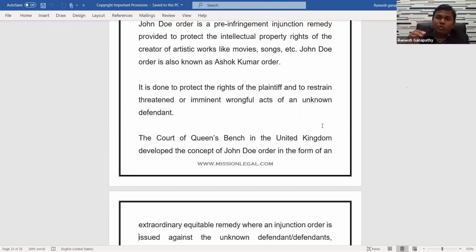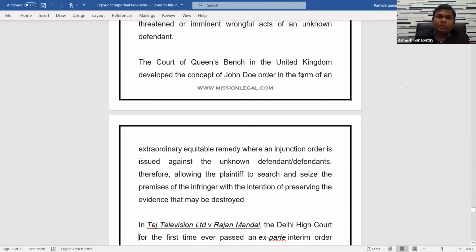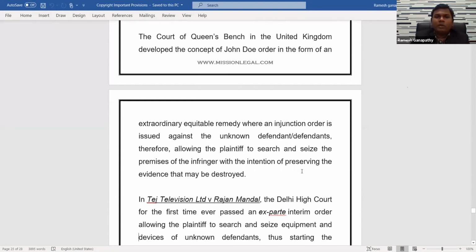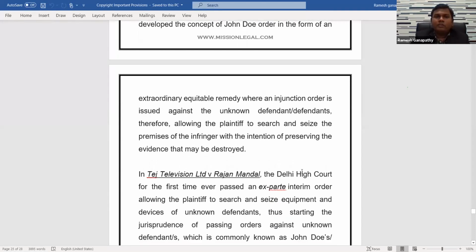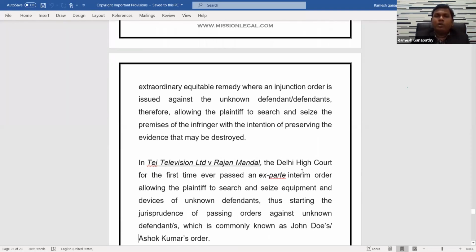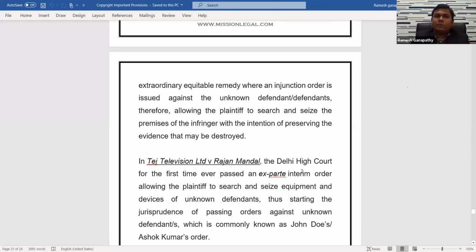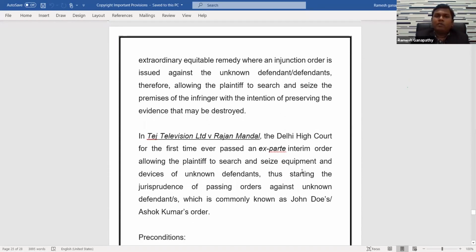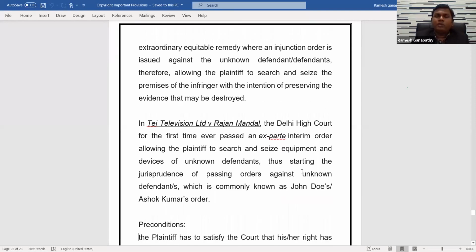So you can file a suit without even knowing the name of the defendants. That is what the John Doe order is. The name has come from here. The Court of Queen's Bench in the United Kingdom developed the concept of the John Doe order in the form of an extraordinary equitable remedy, where an injunction order is issued against unknown defendants, thereby allowing the plaintiff to search and seize the premises of the infringer with the intention of preserving evidence that may be destroyed.